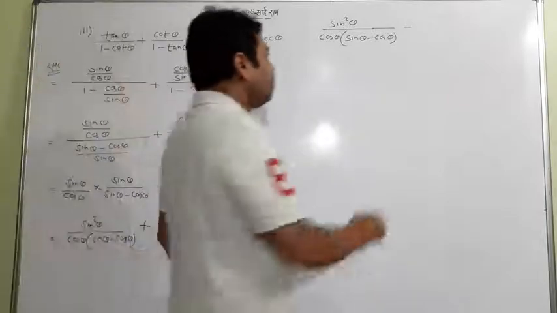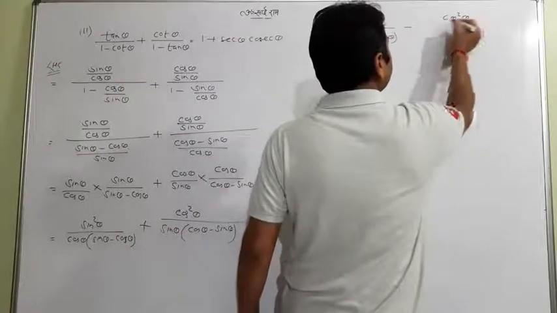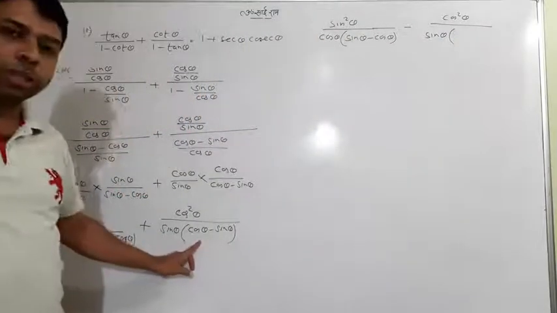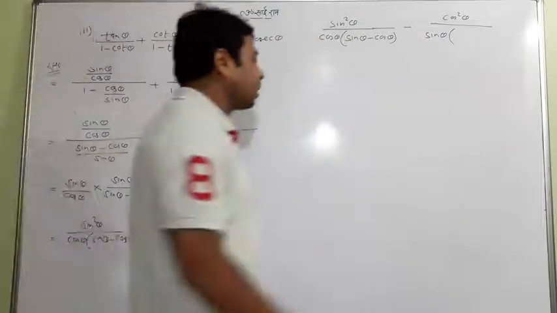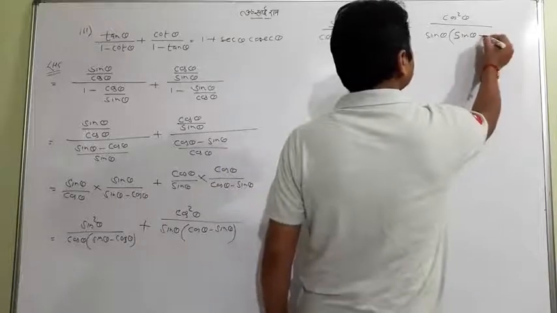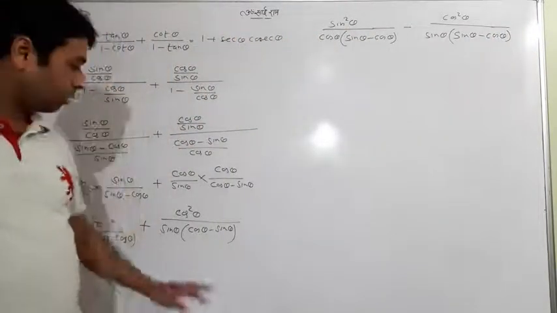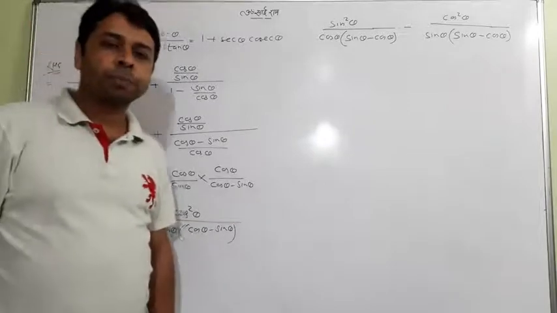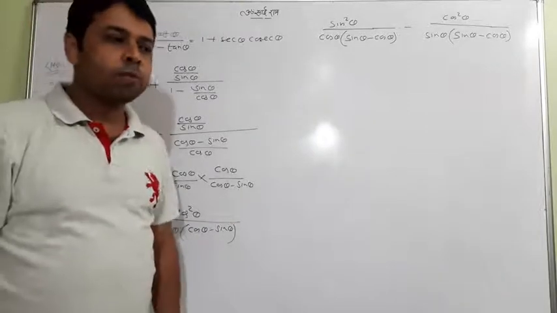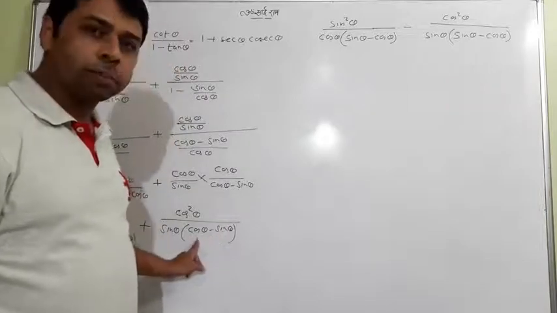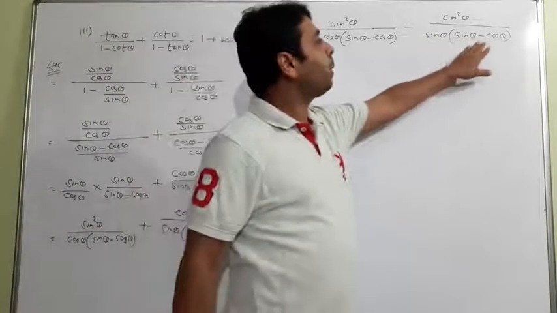So it will be as it is, cos square, and the downside will definitely be the same, sine theta, and this is going to change. Cos theta minus sine theta will now be sine theta minus cos theta. Very simple. Because I took minus in common, you know that whenever the term minus is common, the sign will change. This is going to be positive and this is going to be negative. So this particular thing will happen this time.